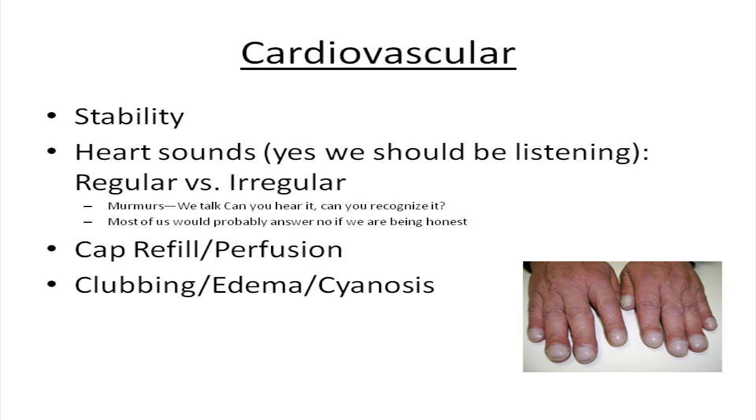The next one is capillary refill and perfusion. Again, just another indicator, particularly useful in children, but useful in anybody in terms of how well we're perfusing not only the central organs, but the extremities. And finally, here's a great picture of clubbing. That's a pretty extreme picture, but clubbing is very, very useful in terms of indicating a chronic hypoxic condition, which can either be from a cardiac condition or a respiratory condition. You're all obviously familiar with edema and cyanosis as findings as well.